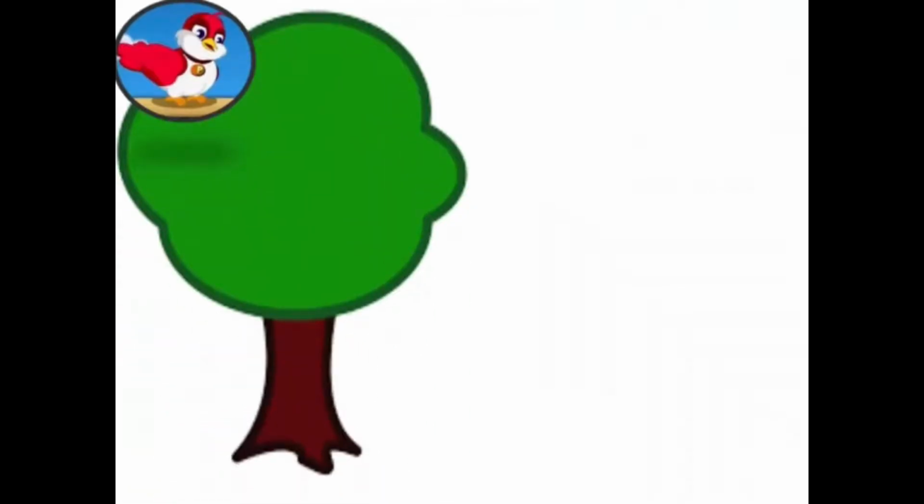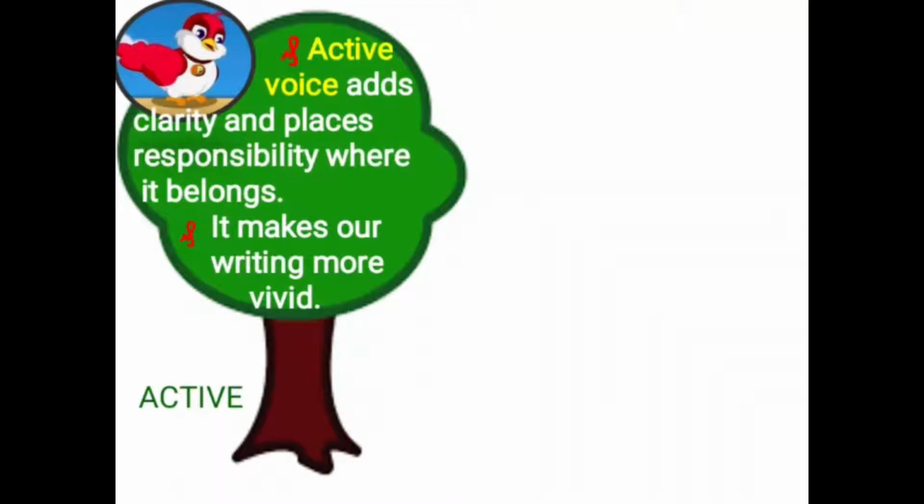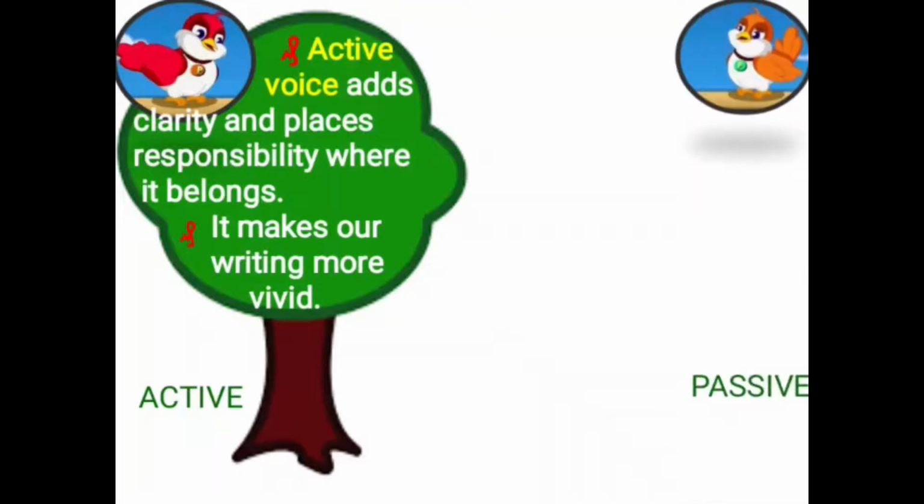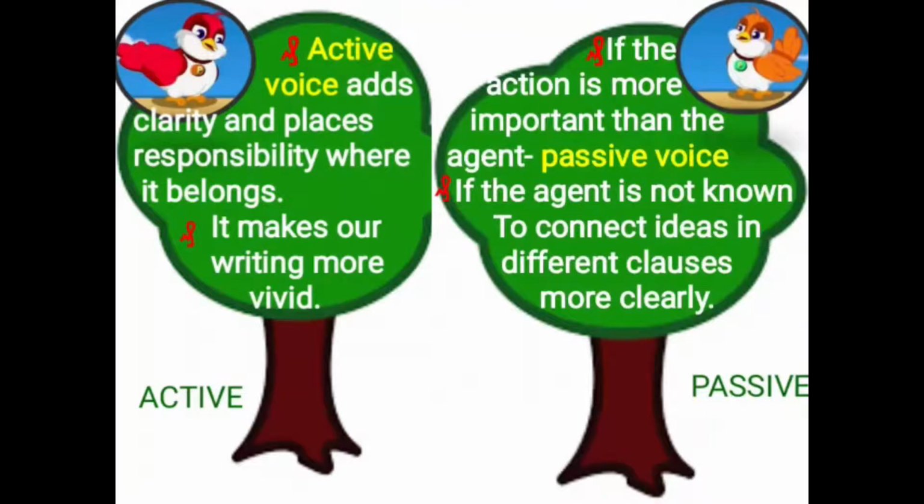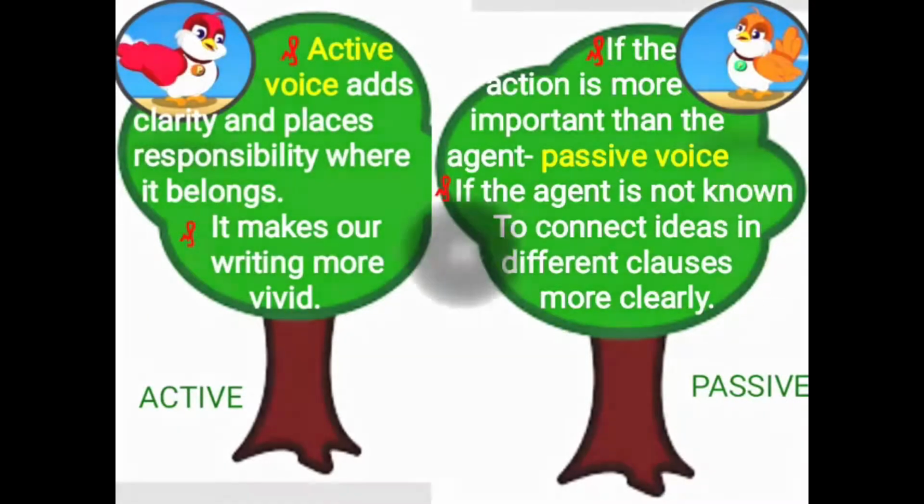Now again Peter comes to tell us why he uses the active voice. Peter says active voice adds clarity and places responsibility where it belongs, and it makes our writing more vivid. Vivid means clear. And Paul says passive voice. If the action is more important than the agent, then I use passive voice. He also says if the agent is not known. For example, when we say someone stole the purse, who is that someone? We do not know. In these cases, we don't use the active voice. We say the purse was stolen. By someone is not needed. So when the agent is not known, we use the passive voice to connect ideas in different clauses more clearly. Also, we use the passive voice.